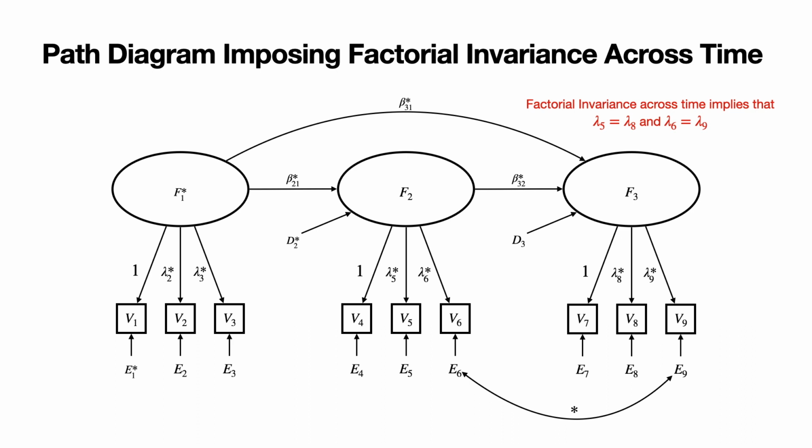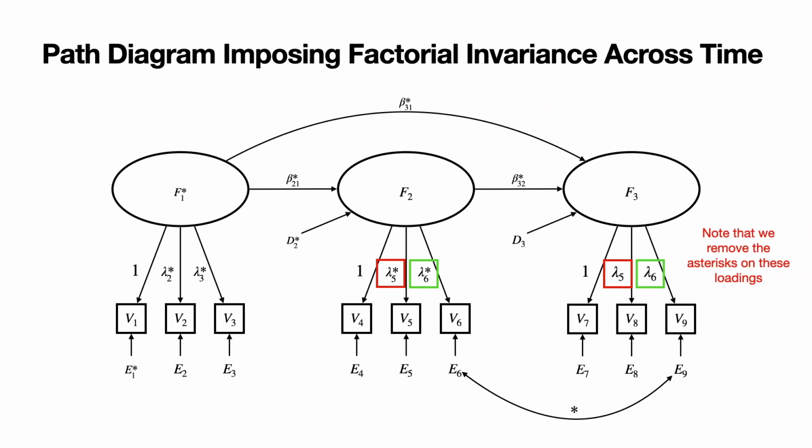Here is a path diagram imposing factorial invariance across time. And so factorial invariance across time implies that lambda 5 and lambda 8 are equal, and also that lambda 6 and lambda 9 are equal. Imposing these constraints on the model, we see that loadings lambda 8 and lambda 9 become lambda 5 and lambda 6 respectively. Note also that we remove the asterisks on those loadings. This path diagram therefore has 11 asterisks, and so there are 11 model parameters to be estimated in order to fit this model.